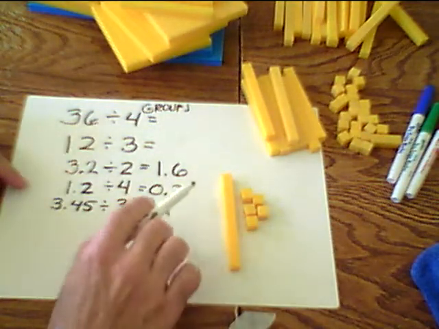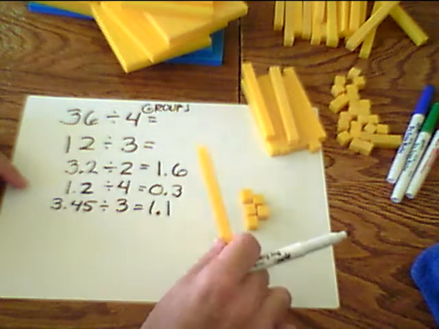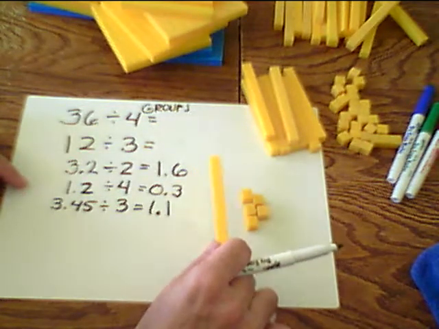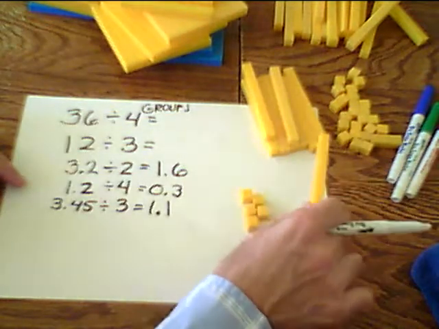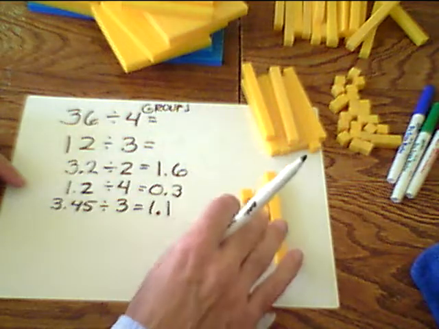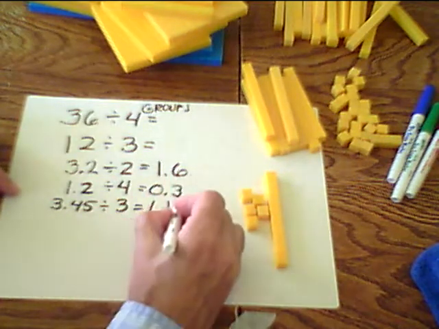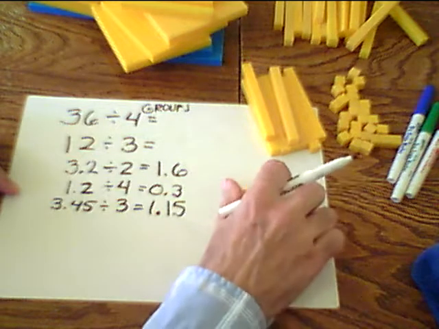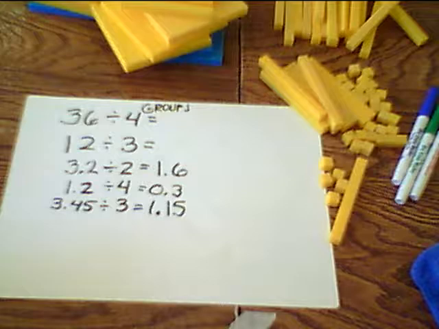And then this is what I have left. I have 10 of these, 11, 12, 13, 14, 15 of these. I'd have to exchange this for 10 little cubes, 10 hundredths. And I can see that if I have 15 of those little hundredths, divided by 3, each would get 5 of the little cubes, 5 hundredths. So I can get an answer that way.